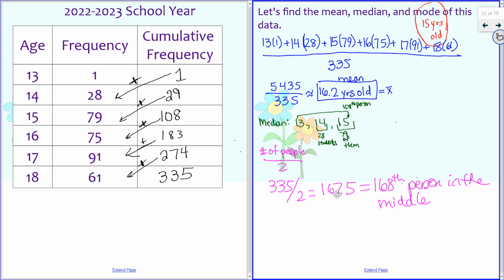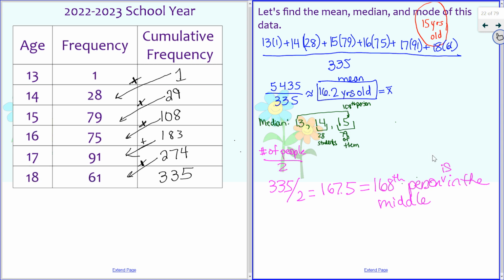Because this was odd, you just round up, and that's going to be the middle person. If it's an even number, it's going to be between that person and the person after that. So in this case, because it's odd, you just round up, and the 168th person is in the middle. If it's a fraction, which will just be 0.5, you just round up. So far, the oldest 15-year-old is the 108th person right there.